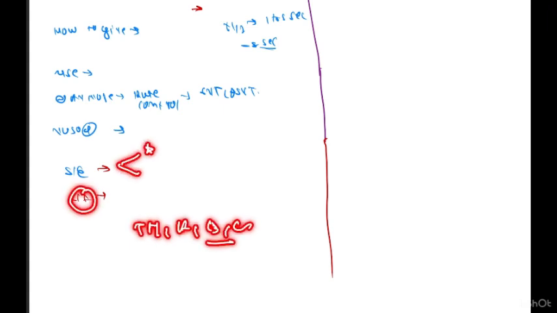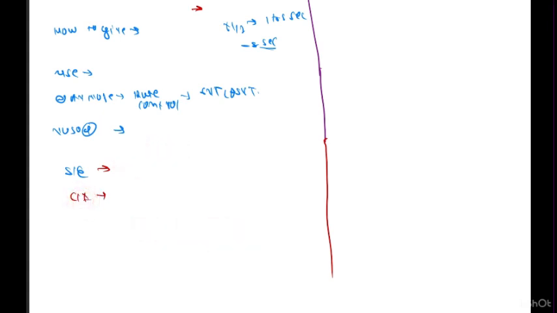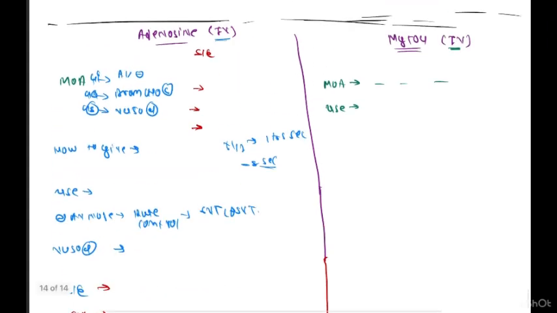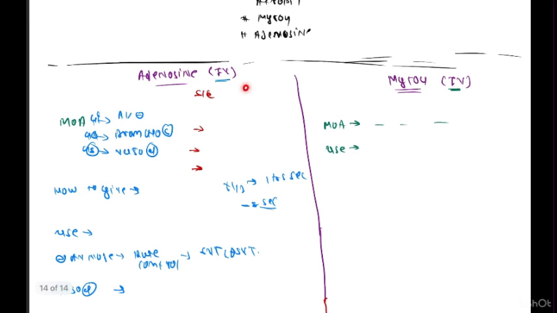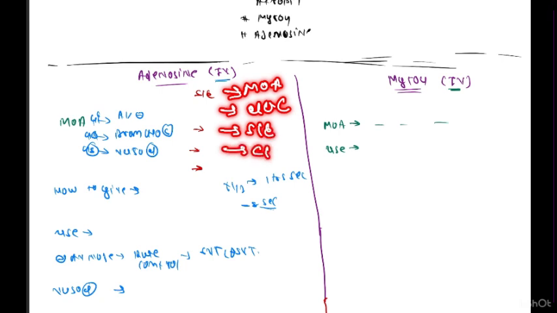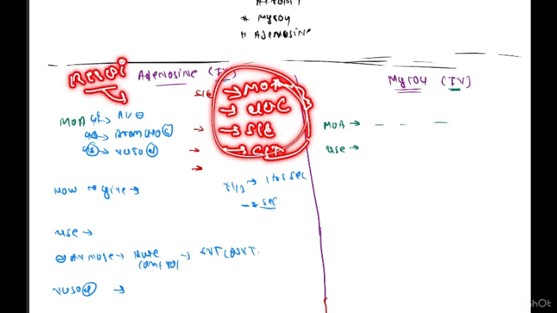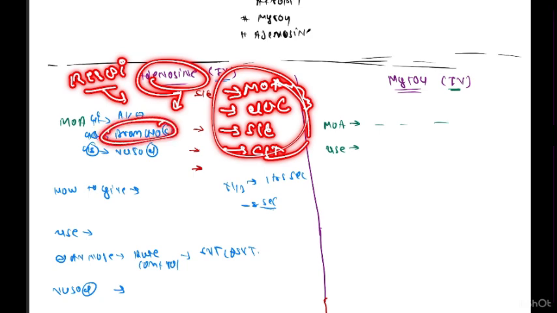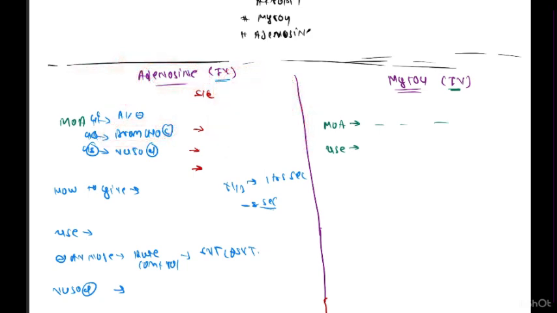We know the side effects: it causes flushing and hypotension. So that is all about adenosine. You have to remember the mechanism of action, its one use which is drug of choice, and the side effects and contraindications are also important. You have to remember these 4 things about adenosine. When you read the respiratory system in pharmacology, you also find this drug because it has a bronchoconstricting effect.